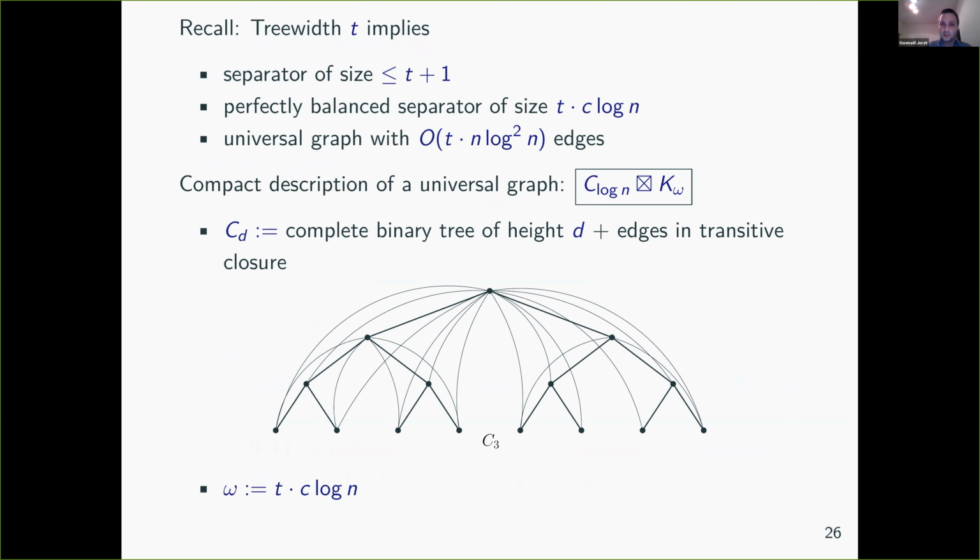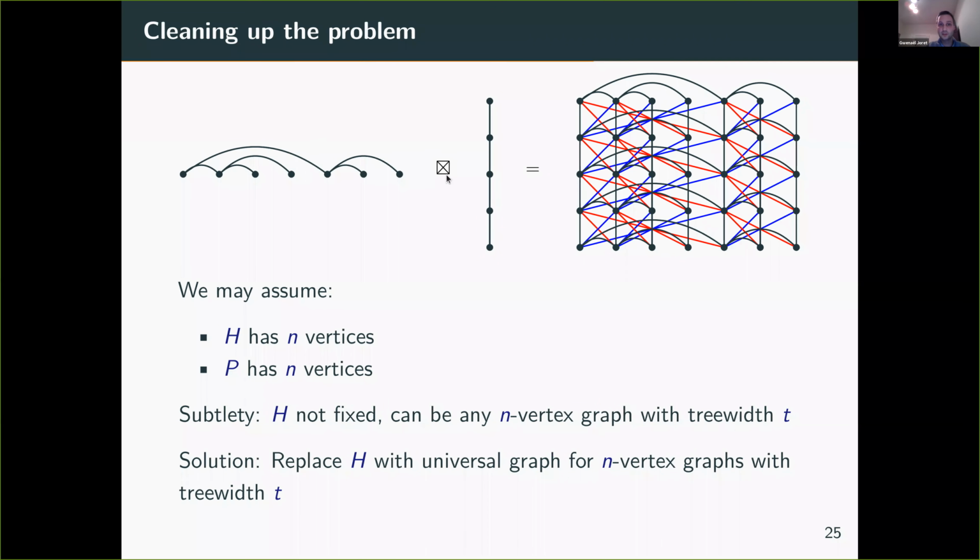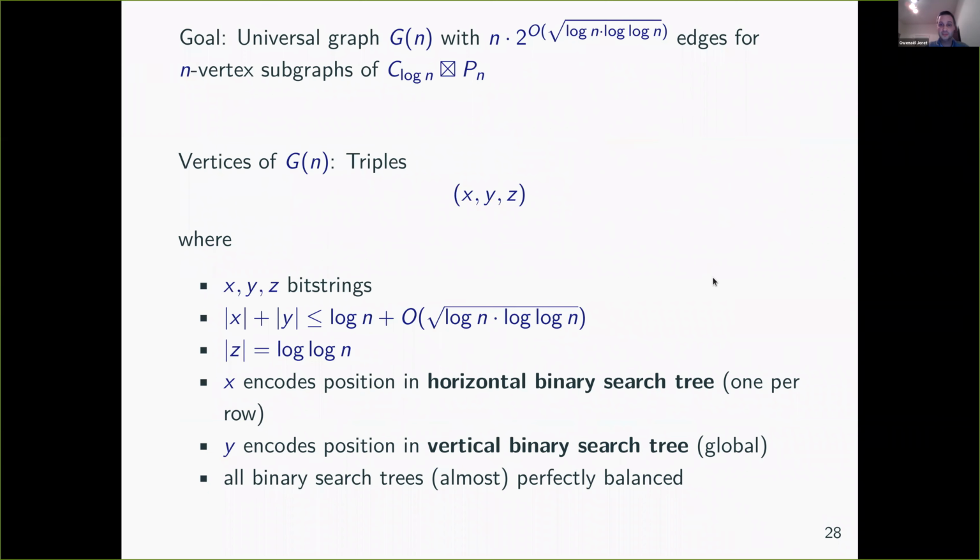You have one horizontal binary search tree for each row in your product. So maybe it's helpful to look again at the product, right? So for each row, you will have a corresponding binary search tree. So this is row 1, row 2, row 3, etc. And you will have a BST for each row. There is only one vertical BST, but one horizontal BST for each row. And all these binary search trees will be almost perfectly balanced, right? So if you have k elements in one of these BSTs, then you would like the height to be about log k, log in base 2 of k.